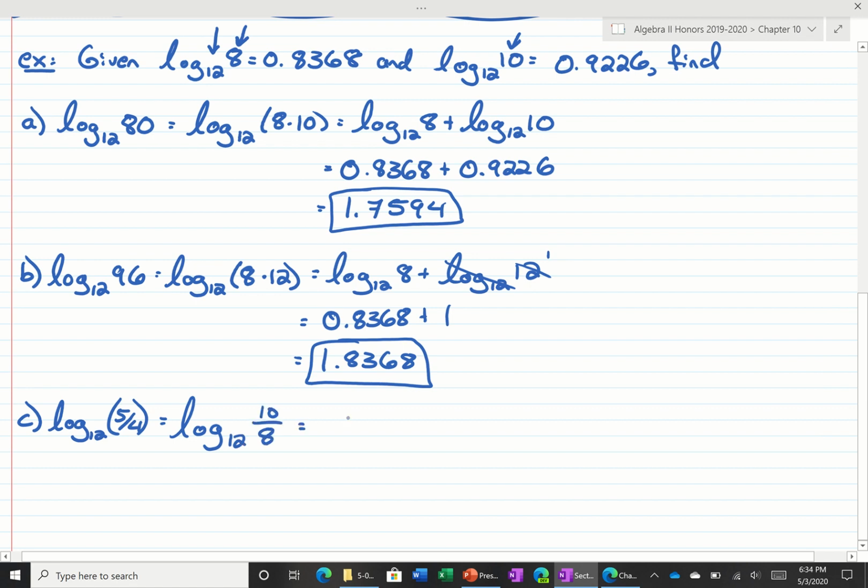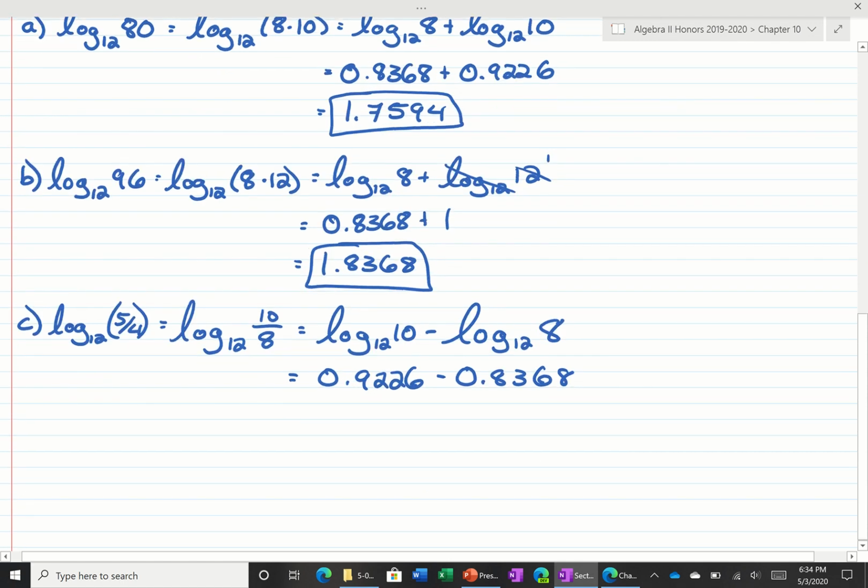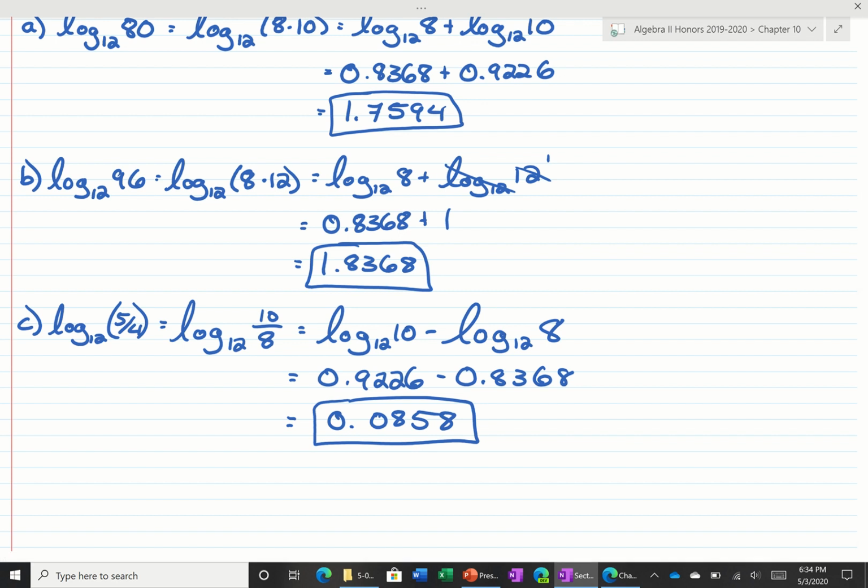It's just simplified. So using the quotient property, this is log base 12 of 10 minus the log base 12 of 8. We know the log base 12 of 10 is 0.9226. Log base 12 of 8 is 0.8368. If you type this into your calculator, you would get 0.0858. Let me just make sure here. 0.9226 minus 0.8368. Yeah, that's the right answer.